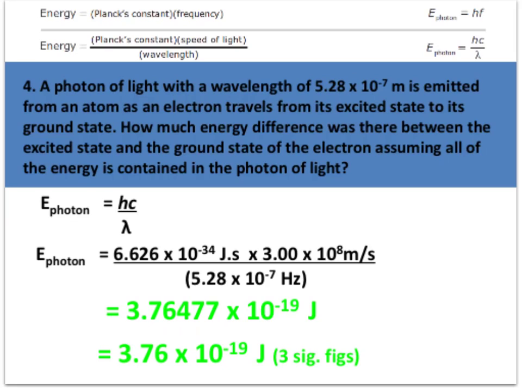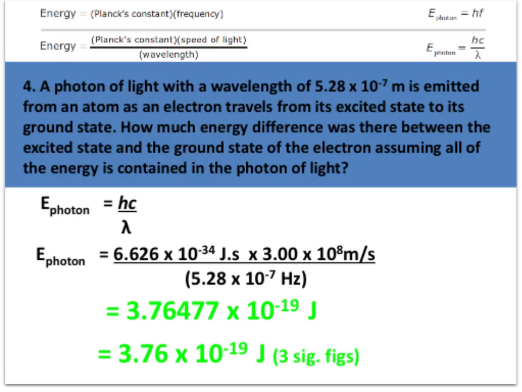In this question, we have to do something a bit different. It says a photon of light with a wavelength of 5.28 times 10 to the negative 7 meters is emitted from an atom as an electron travels from its excited state to its ground state. How much energy difference was there between the excited state and the ground state of the electron, assuming all of the energy is contained in a photon of light? So we're given wavelength, we want to find energy. So there are certain equations we need to look at.